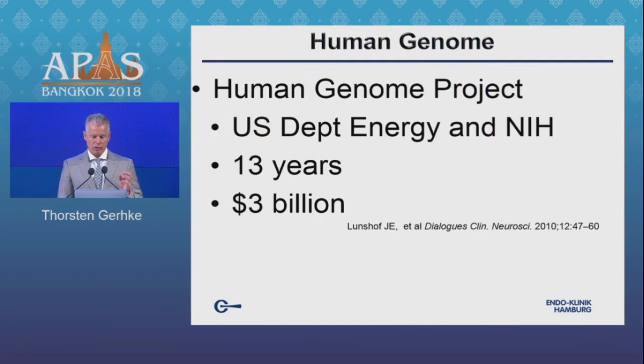Probably only one interesting thing. With next-generation sequencing, you are looking at the whole genome, as Jay mentioned already. The Human Genome Project, probably some of you remember these times at the end of the 80s, beginning of the 90s. They needed 13 years to determine the whole genome, and it cost $3 billion.